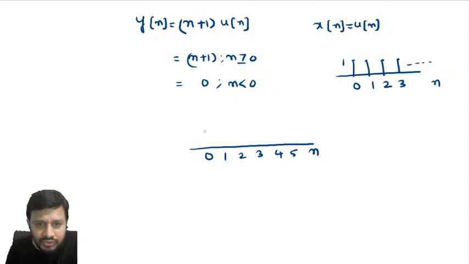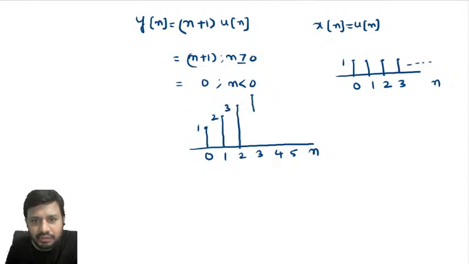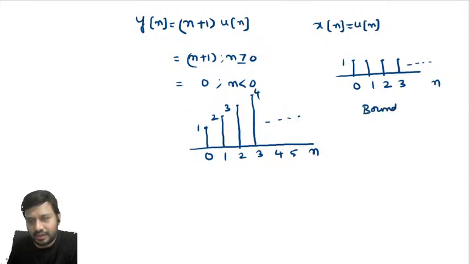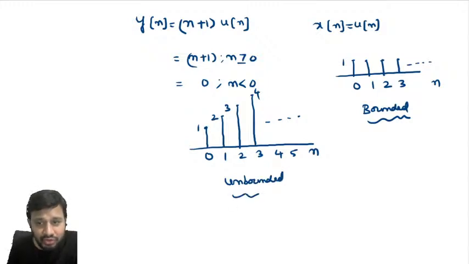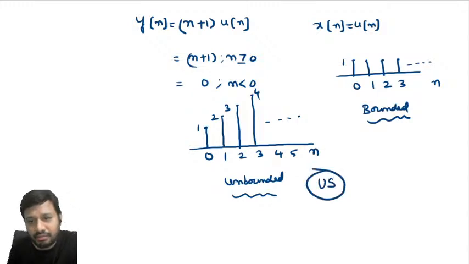what happens if I substitute n is equal to 0? 1. If I substitute n is equal to 1, 2. If I substitute n is equal to 2, 3. If I substitute n is equal to 3, 4. Now you tell me, the output I am going to get is bounded or unbounded? The input is a bounded signal. The output I am going to get is bounded or unbounded? Tell me. It is unbounded. The shape is like a ramp signal, no? A ramp signal is unbounded. So a bounded input is producing an unbounded output. So the system is stable or unstable? Unstable.